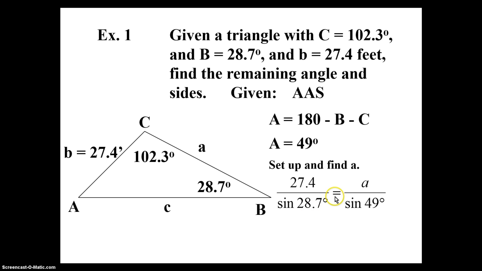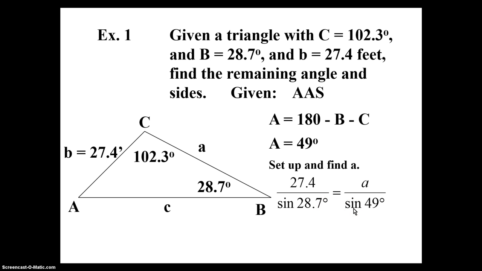Now we set that equal to, we're trying to find A, so we say A, which is a side that we don't know, over sine of A. Well, if you remember the step above, we know what A is equal to. In this case, uppercase A, that is equal to 49 degrees. From there, all you need to do is basically cross multiply and divide. So basically you would say 27.4 times sine of 49 degrees divided by sine of 28.7 degrees.